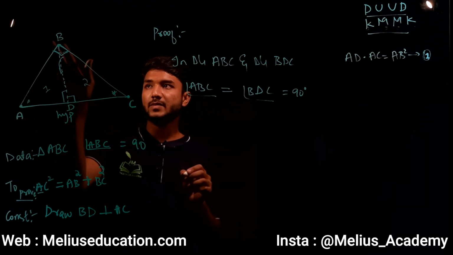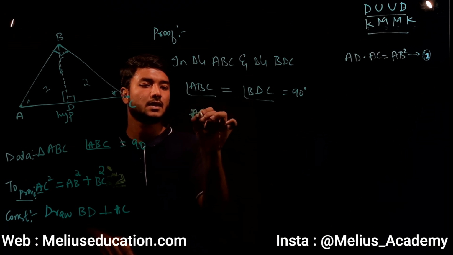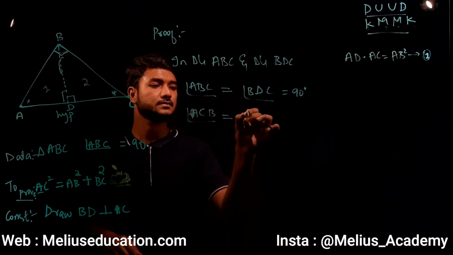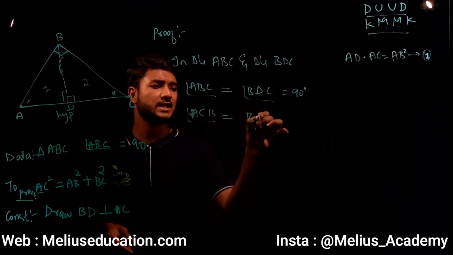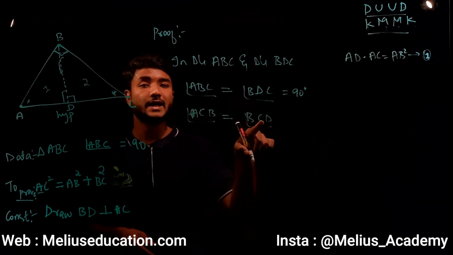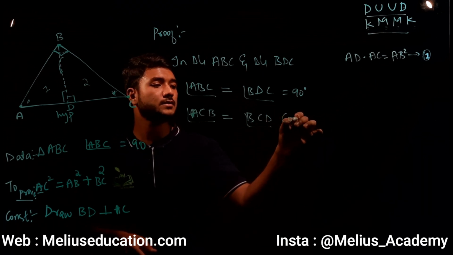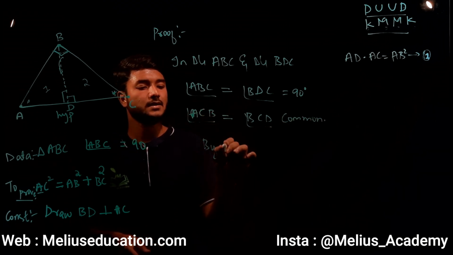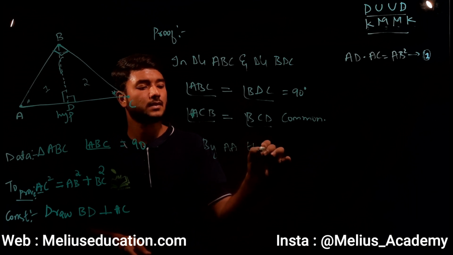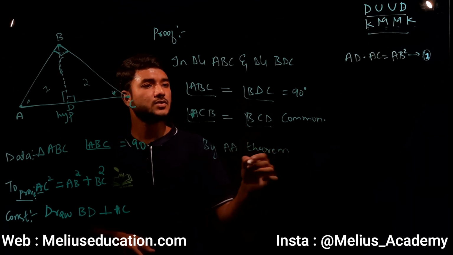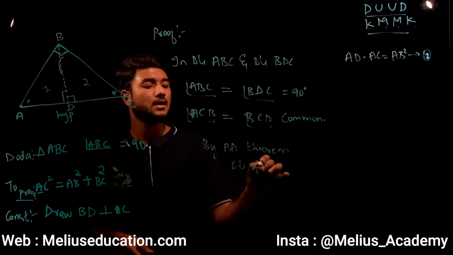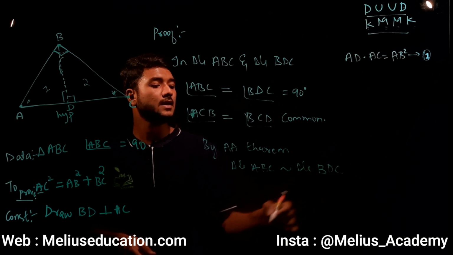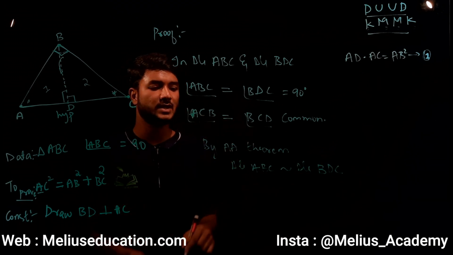So angle ACB is equal to angle DCB, or you can write BCD, both are same. You have to write angle C in the middle, and which is common by angle theorem. These two triangles, triangle ABC is similar to triangle BDC, which is proving that these two triangles are similar by AA theorem.